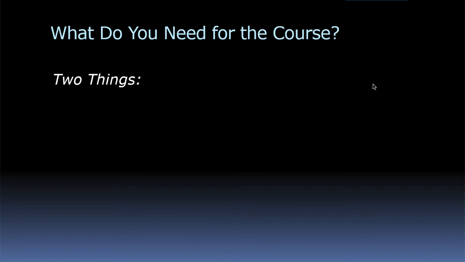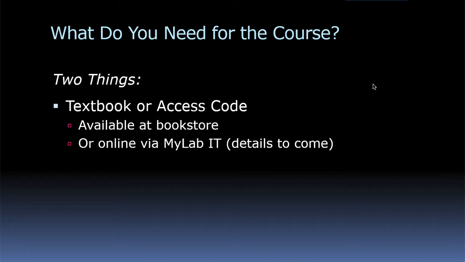What do you need for the course? Basically two things. You need a textbook or access code, either one or the other, okay? And if you get the access code, that's fine because you can get access to an online version of the textbook. So you can get the traditional paper-bound book or an access code, which gives you an online version. And there's a nice little online version, which is very inexpensive. I'll tell you about it in a second there.